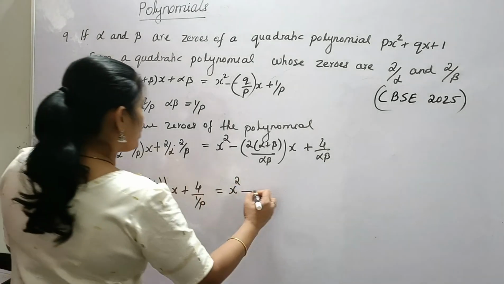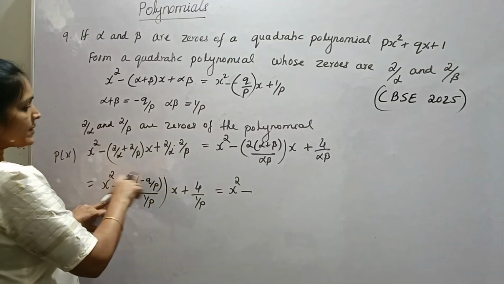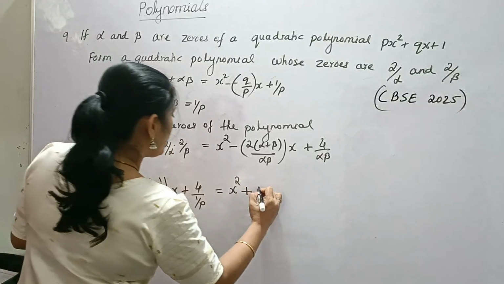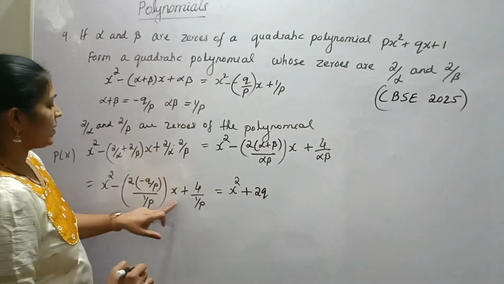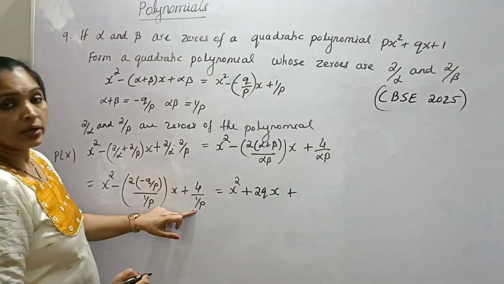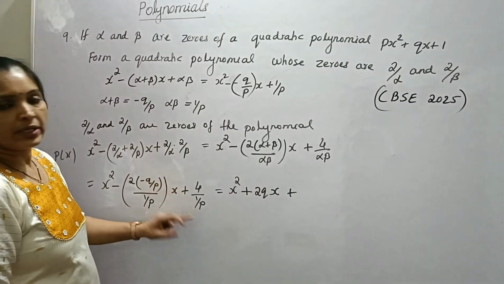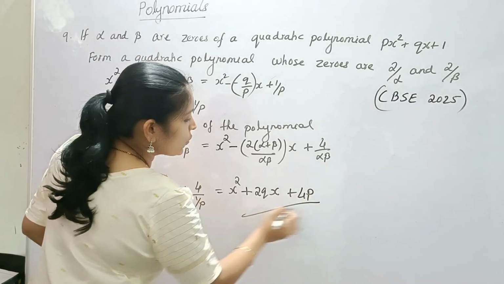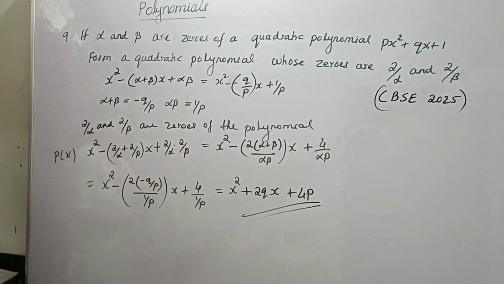So here 2 into, that is minus into minus, so plus becomes, okay, minus minus becomes plus, 2q into x plus, here 4 divided by 1 by p, that is 4p. So it is the required polynomial. Okay, x square plus 2q x plus 4p.